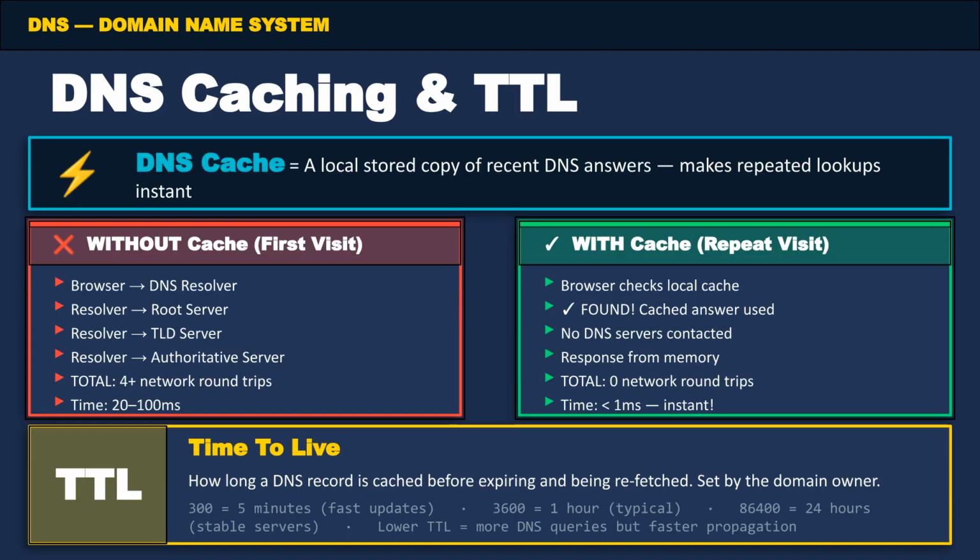DNS caching and time to live, or TTL, are key for speed. Caching makes repeat lookups instant. Without a cache, a first visit takes multiple network trips, taking up to 100 milliseconds. With a cache, the answer is retrieved from memory almost instantly. TTL, set by the domain owner, dictates how long a record is cached before expiring.